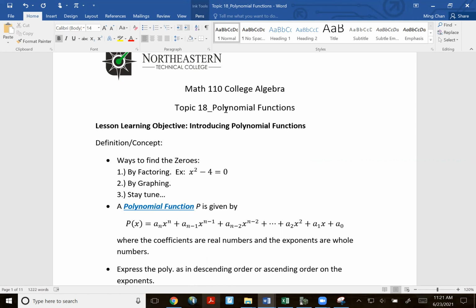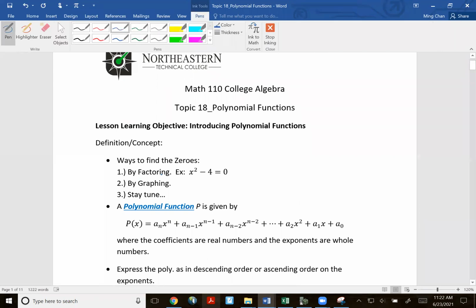But the concepts of x-intercepts and zeros are not quite the same. A function, like a parabola, may not have an x-intercept, but it will still have zeros. So the ways we can find the zeros of a function is by factoring. Okay, we can also do it by graphing. We can graph the function in the calculator and find the zeros.